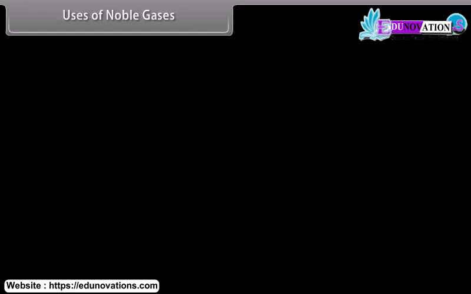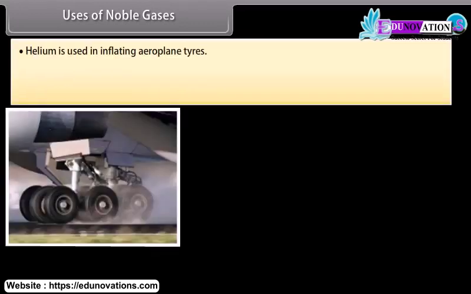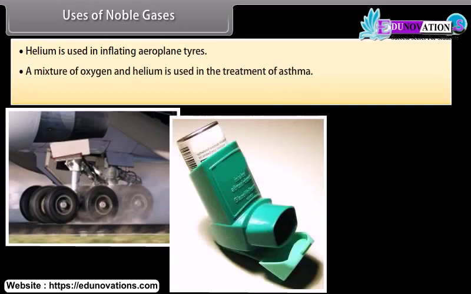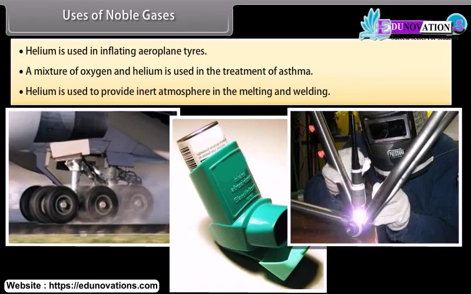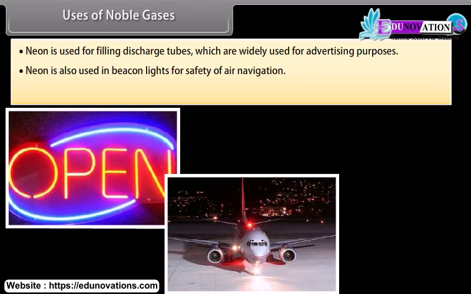Uses of noble gases. The important uses of noble gases are the following. Because of the lightness of helium, it is used in inflating aeroplane tyres. A mixture of oxygen and helium is used in treatment of asthma. Helium is used to provide an inert atmosphere in melting and welding. Neon is used for filling discharge tubes, which have characteristic colors and are widely used for advertising purposes. Neon is also used in beacon lights for safety of air navigation as the light possesses fog and storm penetrating power.